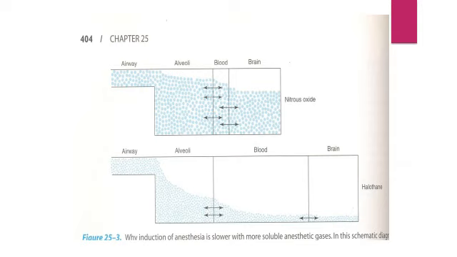Therefore, we can understand that the gases with less solubility can build their partial pressure quickly and can attain equilibrium with the brain quickly, while the gases which are more soluble, having a higher blood gas partition coefficient, will take time to build the partial pressure in the blood and then to attain equilibrium in the brain.